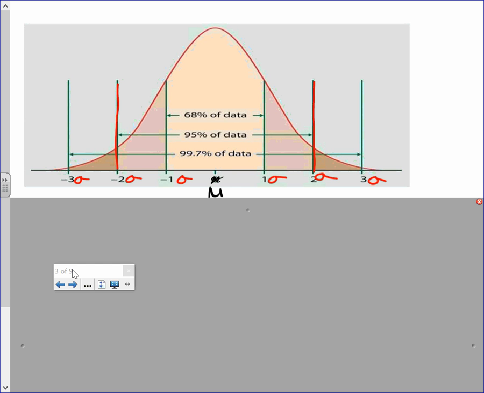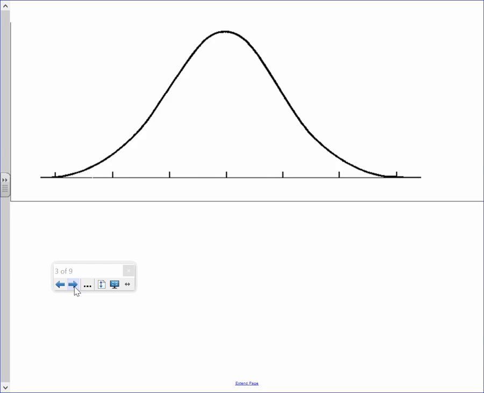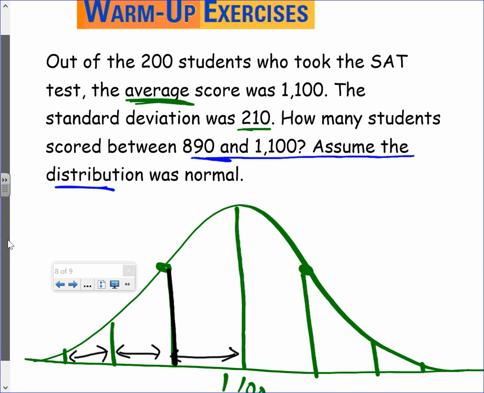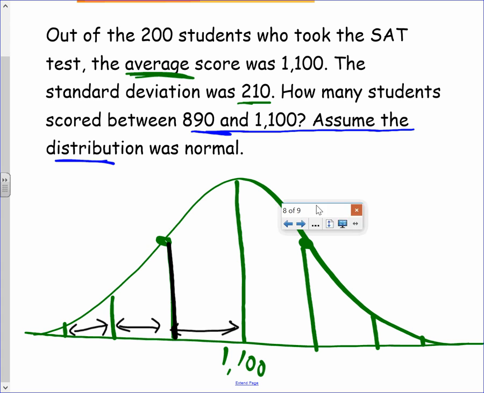Look at, here's your mean, Ortiz. This is one sigma below right here, 2 sigma below, 3 sigma. So the question is, what's my sigma value? What is sigma here? You guys remember what sigma means? Right, the standard deviation. So sigma means the standard deviation is going to be 210.